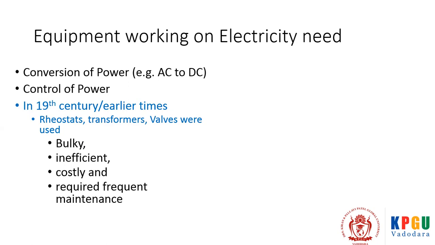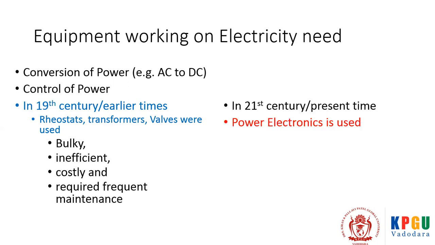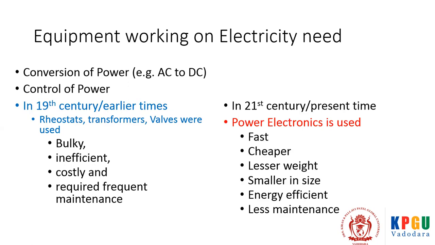And so the equipment was bulky, inefficient, costly, and required very frequent maintenance. There was a lot of heating, and cooling requirements were also huge. While currently we use power electronics, and that's why they are fast, cheaper, lesser weight, smaller in size, energy efficient, and need very little maintenance, right?